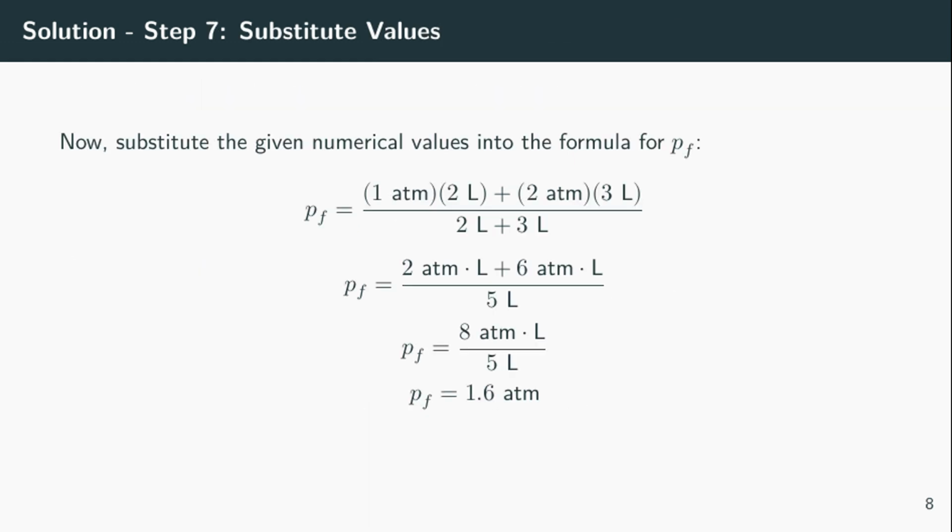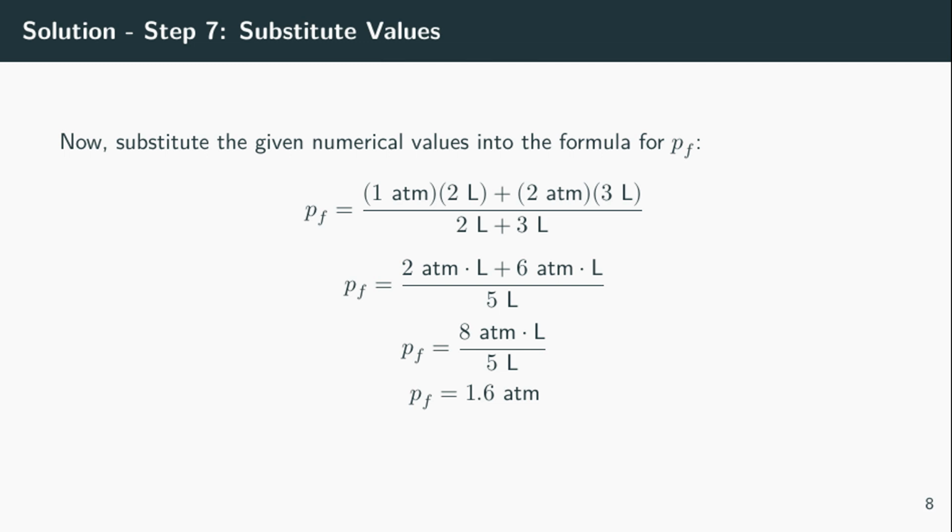Now it's time to plug in our numbers and calculate. Using the formula P final equals P1V1 plus P2V2 divided by V1 plus V2, we substitute the values. P final equals the quantity 1 atmosphere times 2 liters plus 2 atmospheres times 3 liters, all divided by 2 liters plus 3 liters. In the numerator, 1 times 2 is 2 atmosphere liters plus 2 times 3 is 6 atmosphere liters. So the numerator is 2 plus 6, which is 8 atmosphere liters. The denominator is 2 plus 3, which is 5 liters. So P final is 8 atmosphere liters divided by 5 liters. The liters unit cancels out, leaving us with atmospheres. 8 divided by 5 is 1.6.